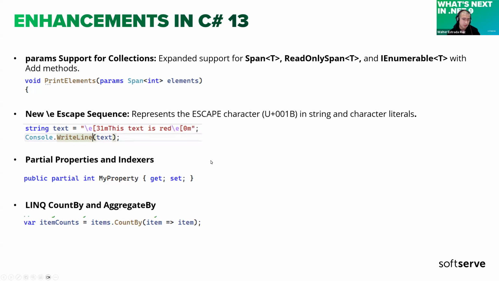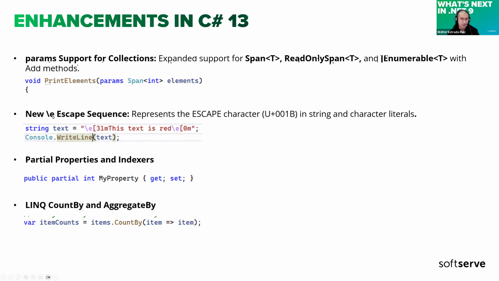As I said before, there are many improvements, but we're going to see only these four improvements in C# 13. Params support for collections, and expanded support for Span. Basically, a Span is not a collection, it's a structure. This is coming from .NET Core 2 or 2.1. A Span is like a memory segment which doesn't create a copy. So that's performant and it works very well.